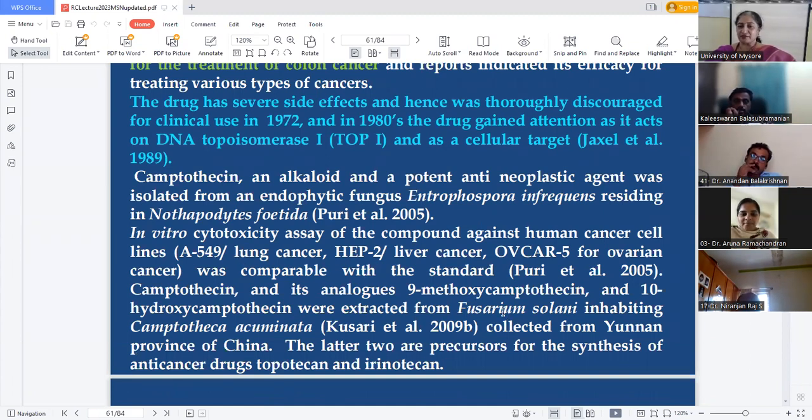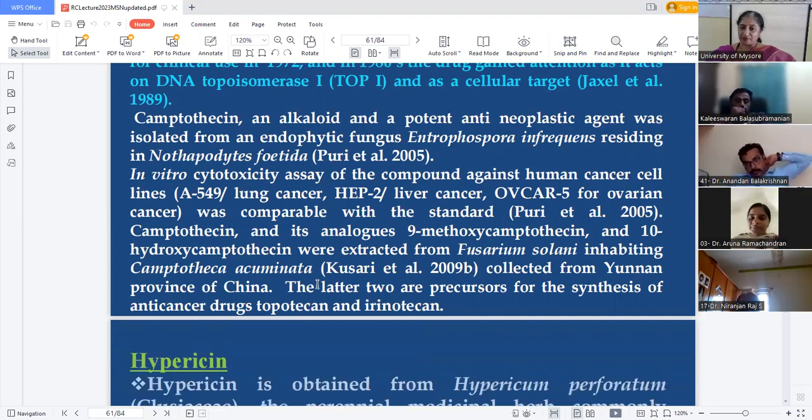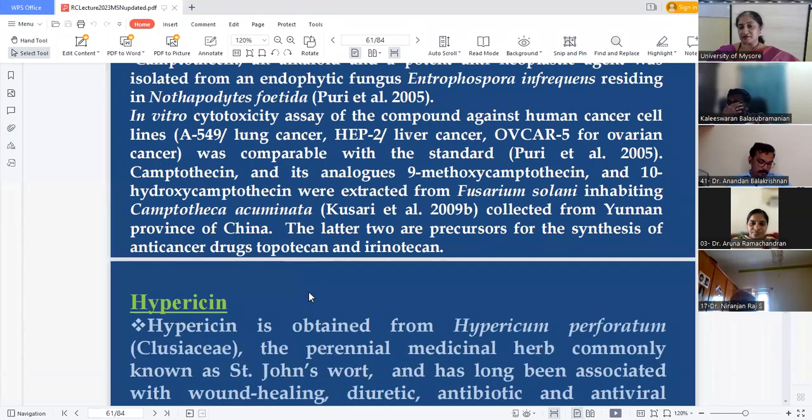Similarly, there is another fungus called Fusarium solani, which can also produce analogs of camptothecin, that is 9-methoxy and 10-hydroxy camptothecin, which was collected from Yunnan province of China, one of the biodiversity hotspot locations. Both 9-methoxy camptothecin and 10-hydroxy camptothecin are precursors for the synthesis of the synthetic anti-cancer drugs topotecan and irinotecan.